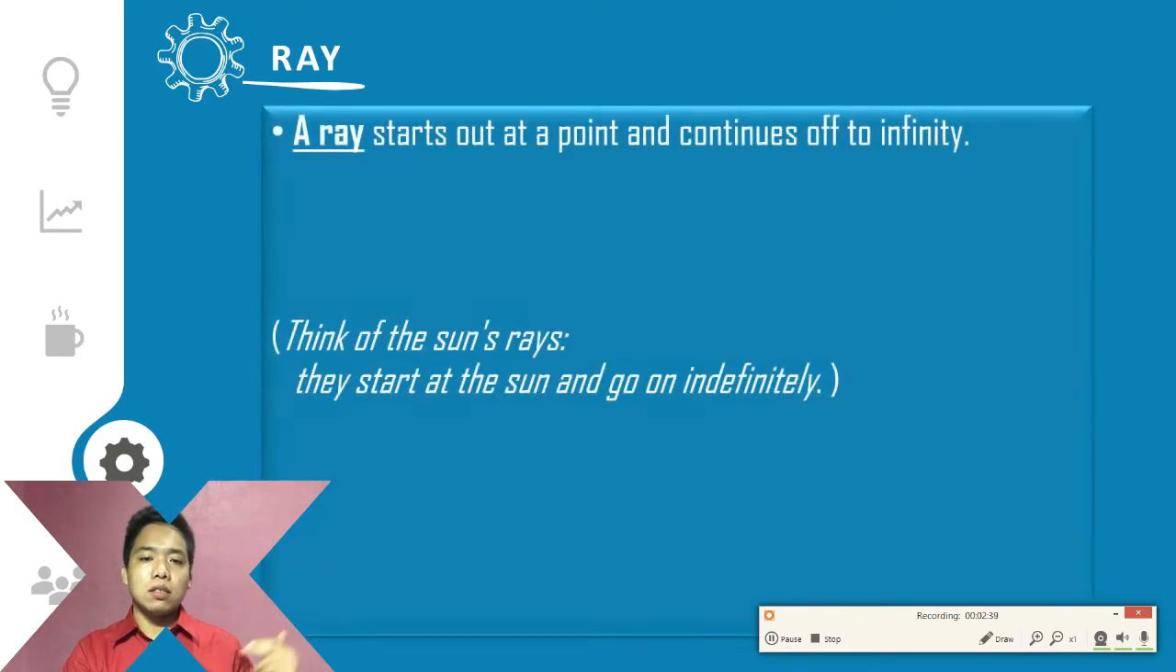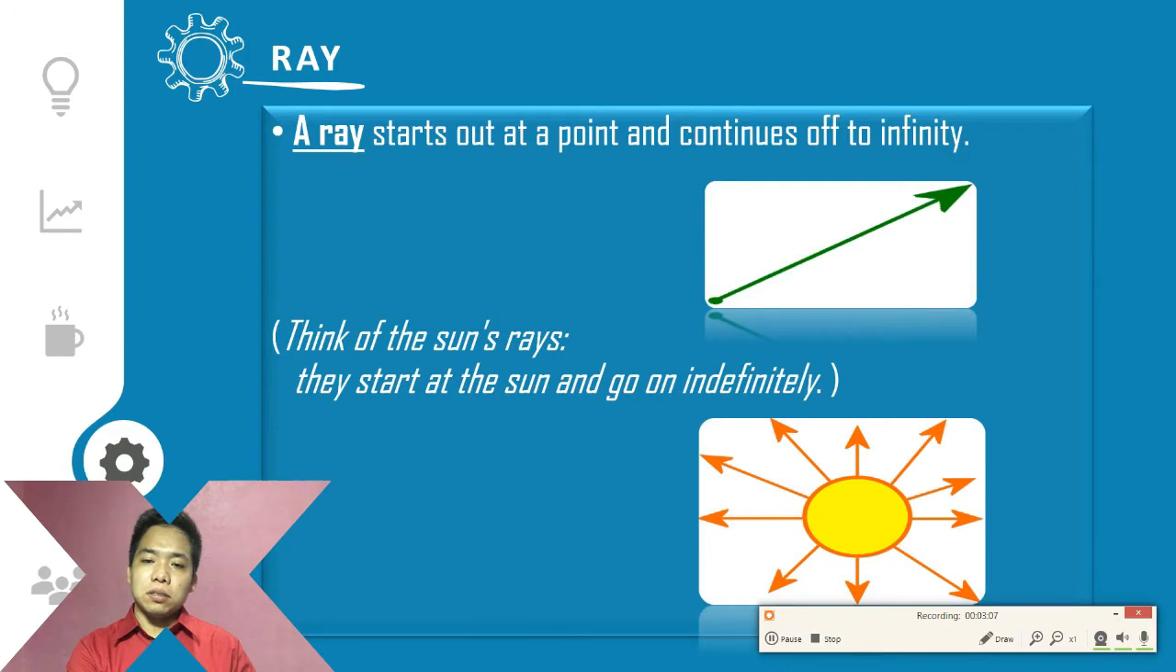A ray starts out at a point and continues off to infinity. We can say that a ray is one half of a line. It starts at a point and then extends infinitely. Think of the sun's rays. They start at the sun and go on infinitely into the universe. Here we have some images about rays. This is a ray, starting at a point and extending infinitely. This is the sun with its rays.